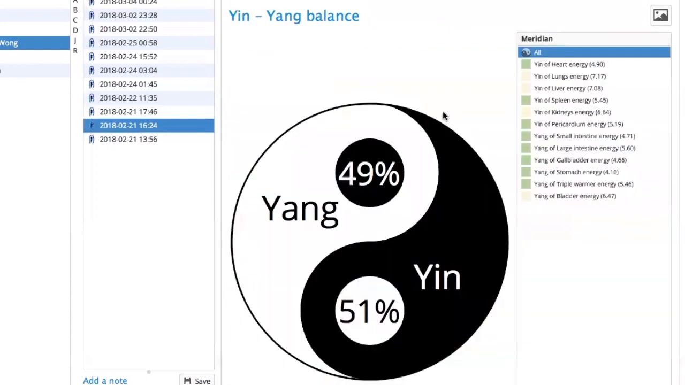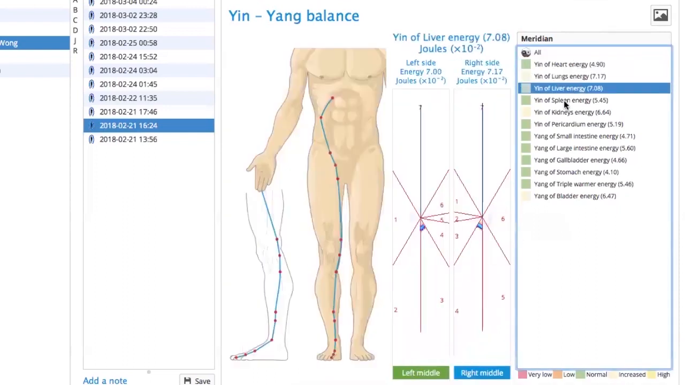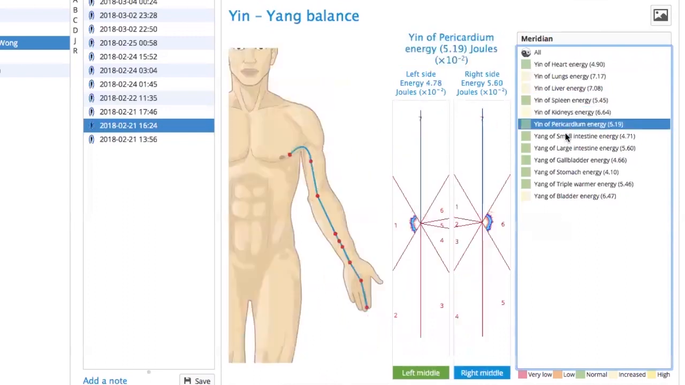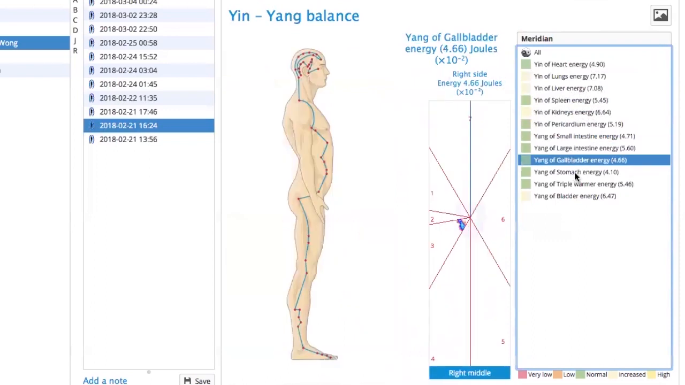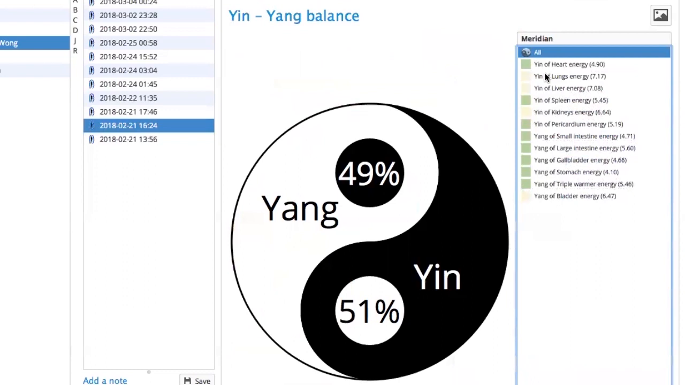Yin and yang, you can see how balanced your yang and yin is. And that's based on the energy coming out of your organs: your heart, your lungs, the liver meridian, spleen meridian, kidneys, pericardium, small intestine, large intestine, gallbladder, stomach, triple warmer, bladder energy. That's all based on traditional Chinese medicine with the meridians in your body.